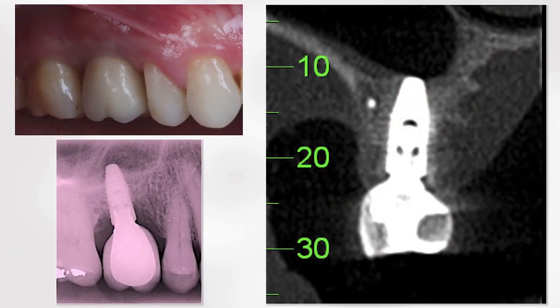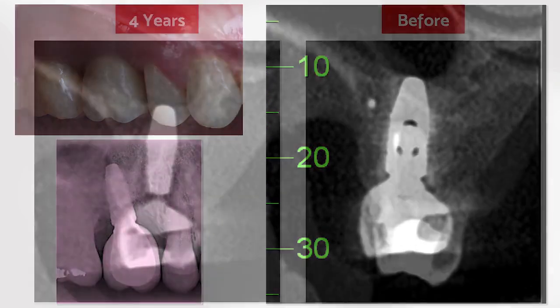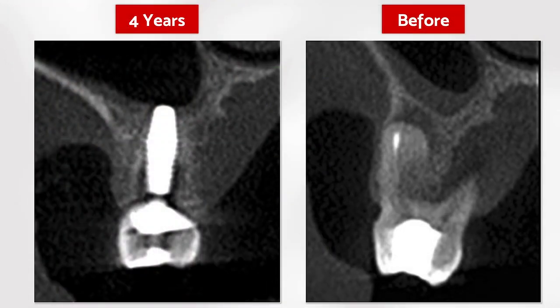After the final crown in place, a screw retained porcelain crown, we have the clinical view, the X-ray, and the CBCT scan. And this is the post-op after 4 years. Just make a comparison before and after 4 years. Here you can notice the thickness of the new buccal wall and the thickness of the new palatal wall.